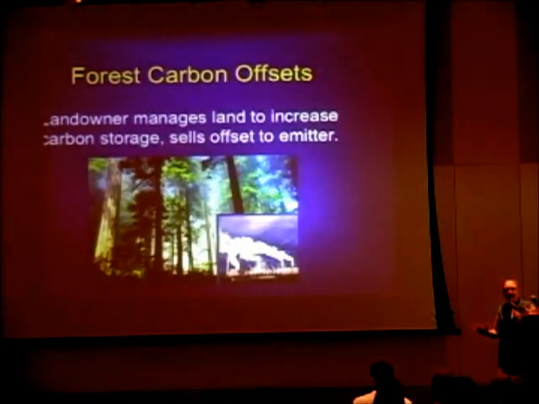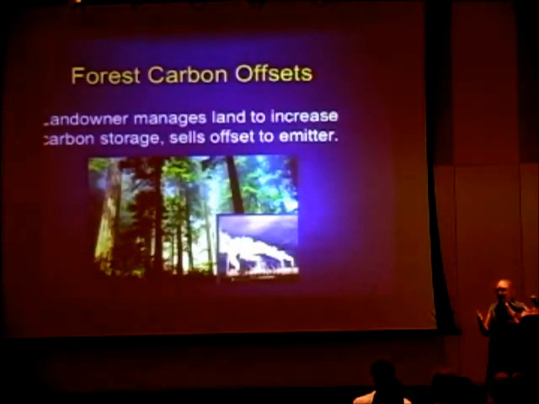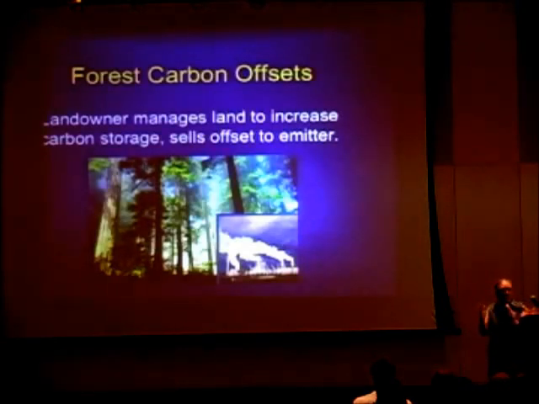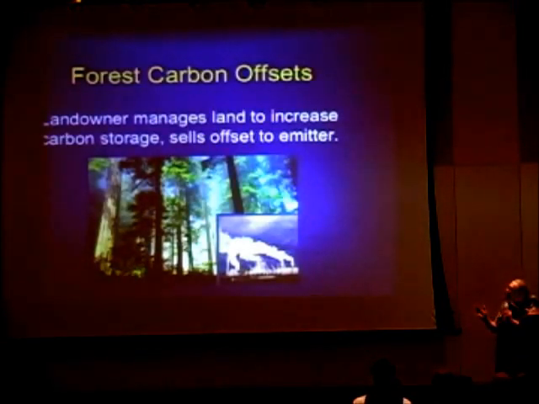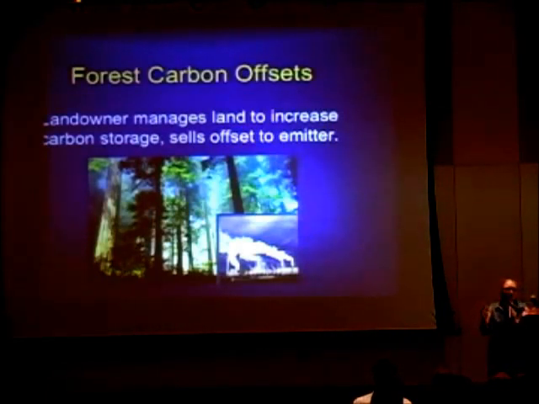Okay, so one way of attacking it, this is a plan that a lot of people are working on: we're going to set up this system of forest carbon offsets. So the idea here is, you have a landowner, or possibly a government, that manages some patch of forest, and they make an agreement with someone who is a carbon emitter, so a power plant, for example. The power plant should have levels of carbon. It's trying to reduce the amount of carbon that it's emitting, but it can't succeed in doing that.